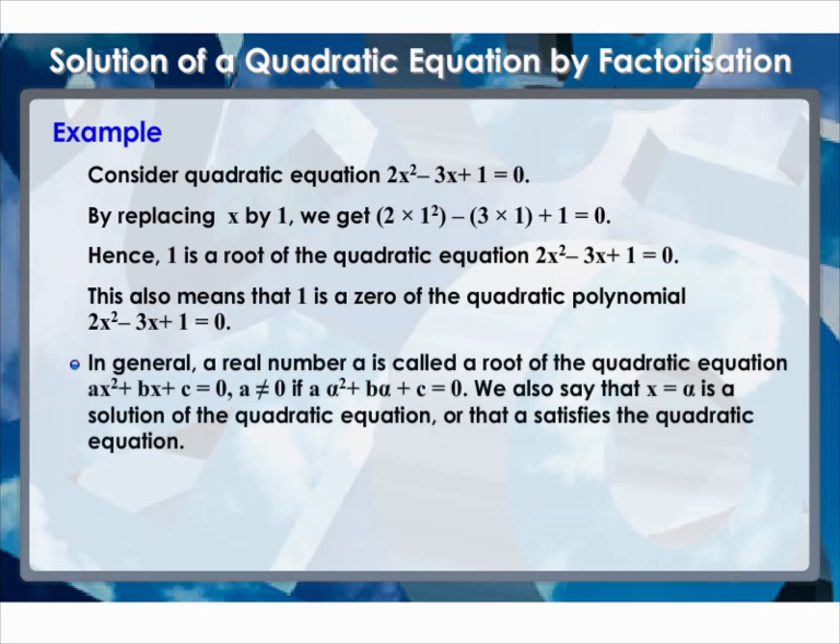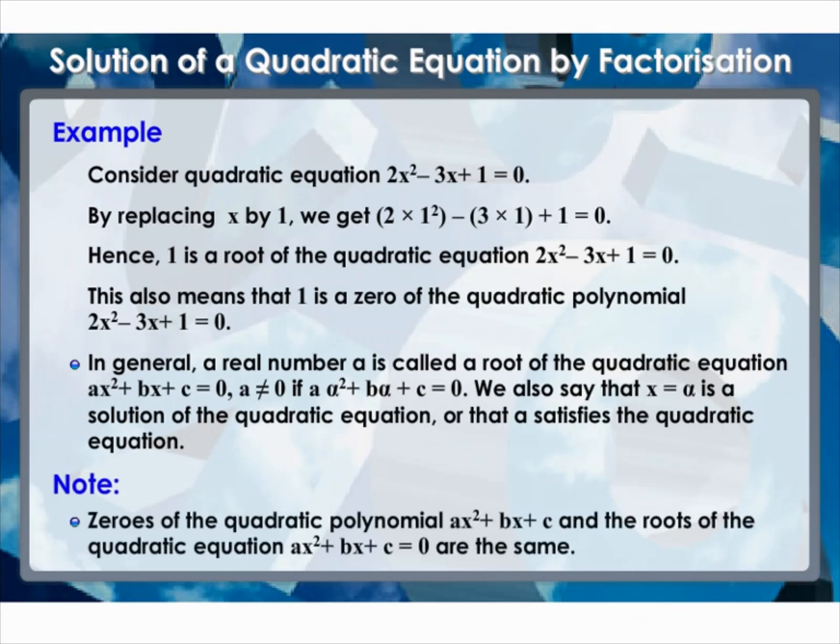In general, a real number alpha is called a root of the quadratic equation ax squared plus bx plus c equal to 0, a not equal to 0, if a alpha square plus b alpha plus c equal to 0. We also say that x equal to alpha is a solution of the quadratic equation, or that alpha satisfies the quadratic equation. Note: zeros of the quadratic polynomial ax squared plus bx plus c and the roots of the quadratic equation ax squared plus bx plus c is equal to 0 are the same.